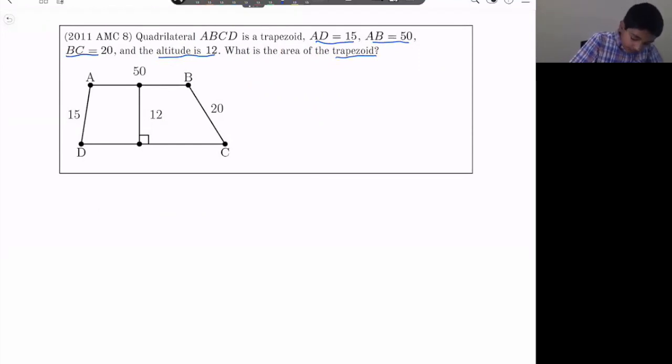So here's how to get started. The altitude is going to be the same across the whole trapezoid. This will be 12. This will also be 12. The trick here is that the altitude always makes a 90-degree angle with the base, no matter where it is. They're all the same altitude. And we can try using the area formula of the trapezoid. So try to solve this problem for some time, and I'll get back when some of you have solved it.